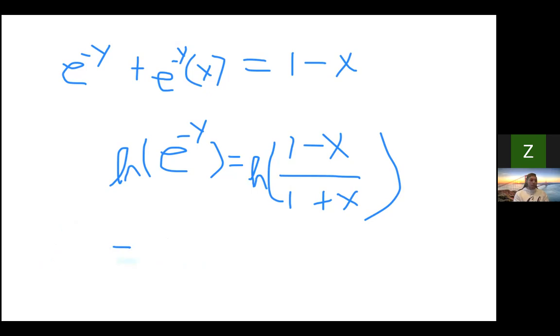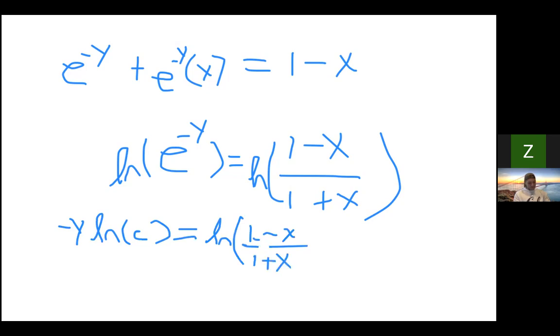Now is when we start to work with our log properties, okay? We have e raised to an exponent. Think back to our log property rules. If you're not familiar with them, please brush up on them. I believe they are in section 1.4 or 1.5, whichever homework assignment we talked about it. But regardless, we can pull this exponent into the front. We can rewrite this as negative y times the ln of e is equal to the ln of 1 minus x divided by 1 plus x.